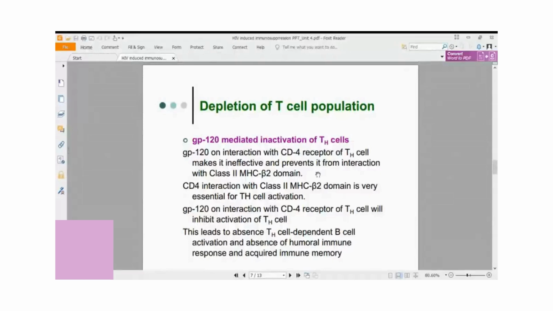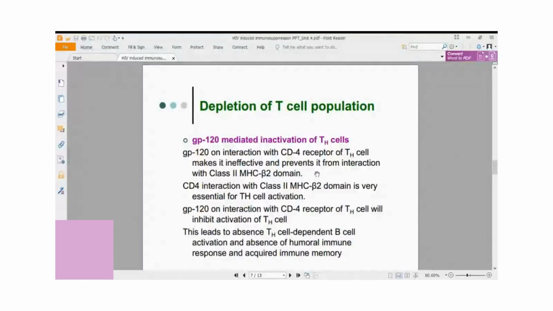And you very well know that I had discussed this when T cell activation is taking place. CD4 plays an important role together with the T cell receptor. When the T cell receptor is receiving the signal by the antigen that is presented by class 2 MHC, simultaneously the CD4 receptor is establishing the contact with the beta 2 domain of the class 2 MHC. And both TCR and CD4 simultaneously give signal 1 for TH cell activation.